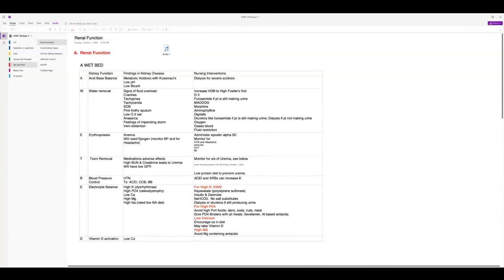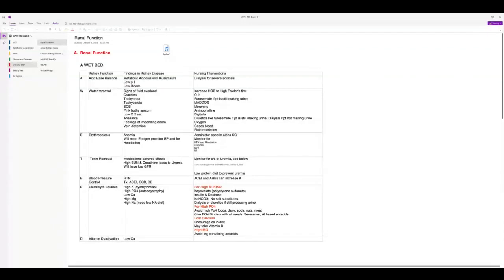W is for water removal, so look for signs of fluid overload if the kidney's not working. You'll have crackles, tachycardia, tachypnea, shortness of breath, and pink frothy sputum. What you're going to do about that is increase the head of the bed to high Fowler's first, then put on O2. If the patient is not anuric, in other words still making urine, they'll get furosemide. If the patient is not making urine and they have pulmonary edema, they're going to need dialysis. They may also be put on a fluid restriction, especially if they have chronic kidney disease.